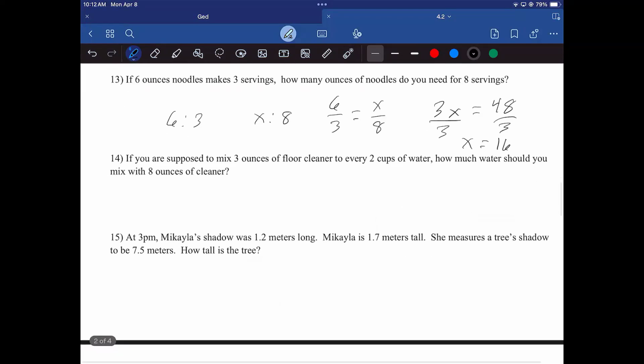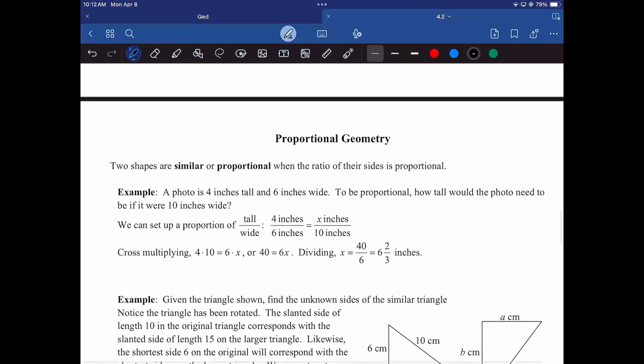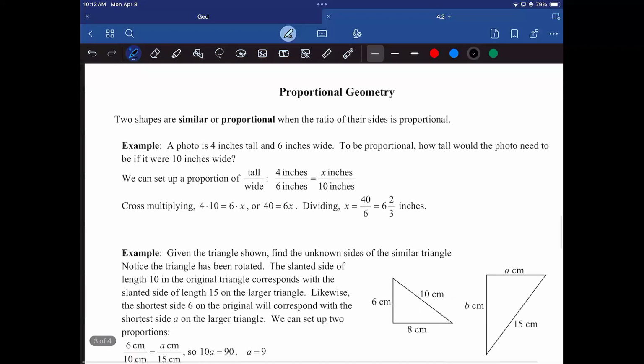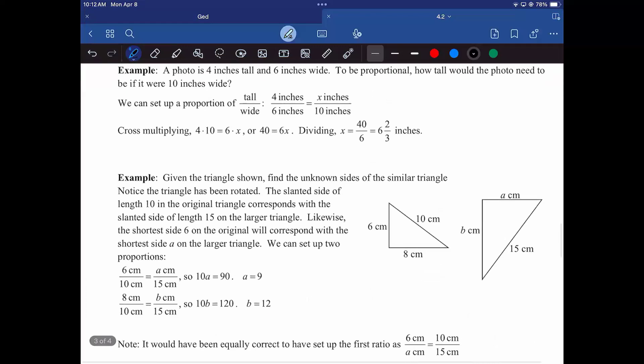So that's how we do these. We just set them up, this is to that. Now this is where we use proportions. We can look at it and say, we have one side to one side. So here we have 6 centimeters is to 10 centimeters as, and we want the same side, so when this flips, A centimeters to 15 centimeters.